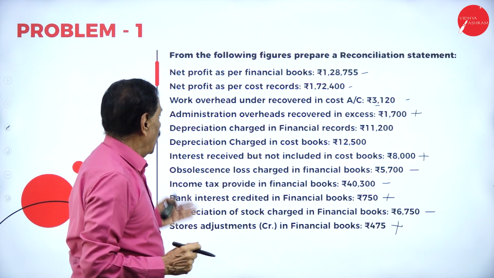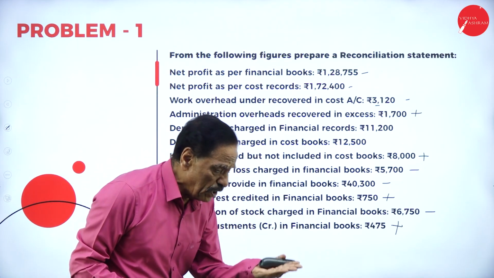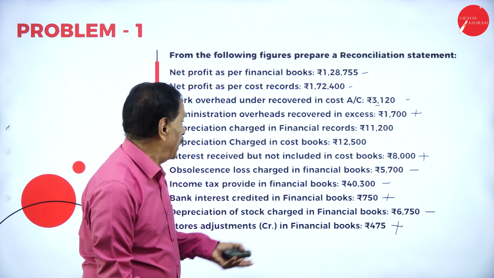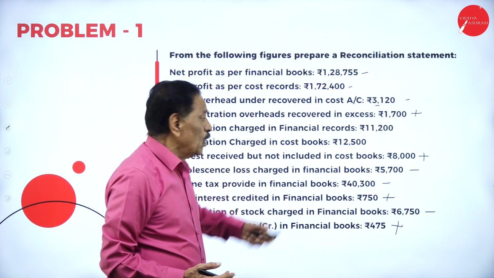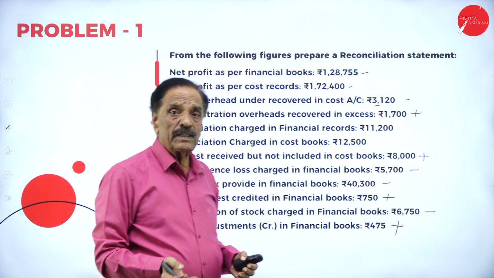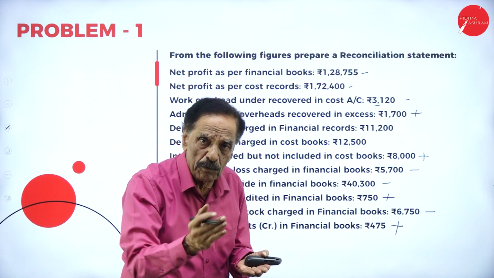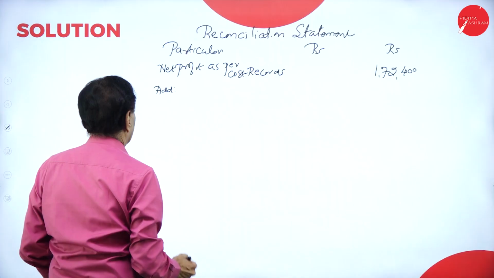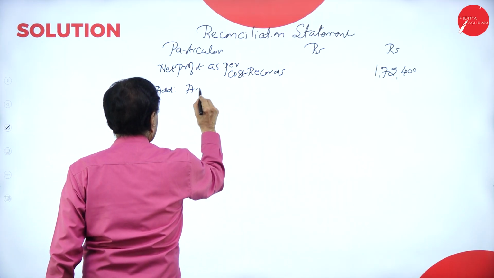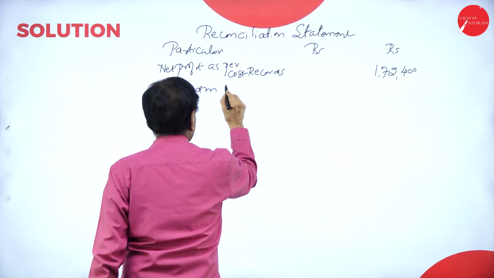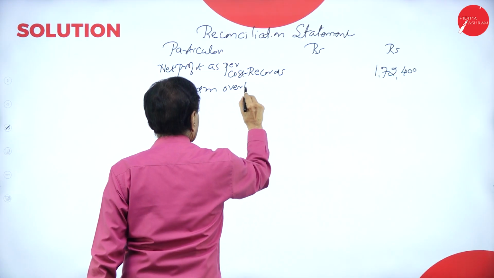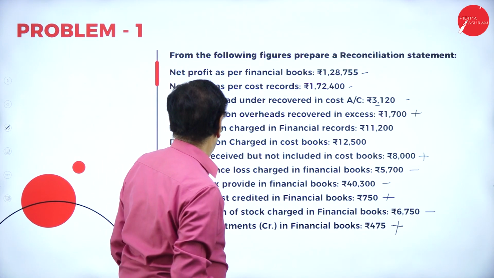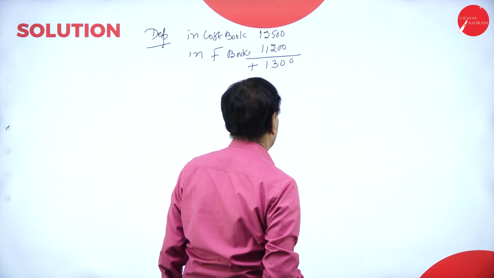When you under recover, what will happen? Low charge, so profit will be more. Financial profit will be less to make equal. Administration overhead recovered in excess. Excess recovered, what will happen? Our profit will come down. Their profit will be more. Add back administration overhead. How much administration overhead? 1,700.